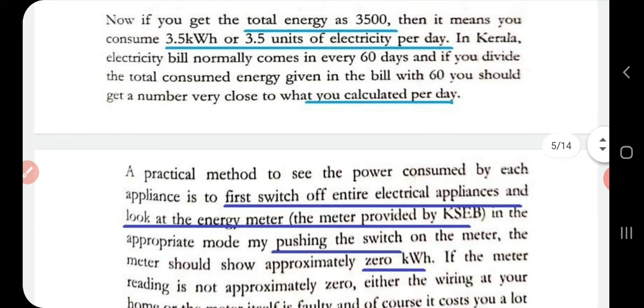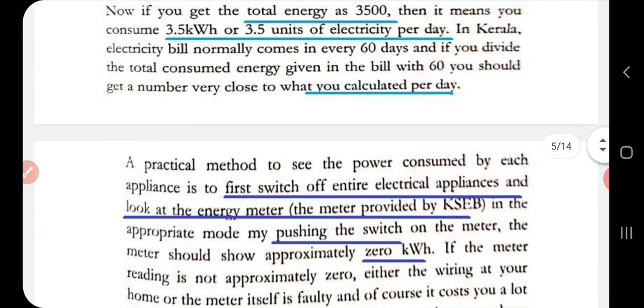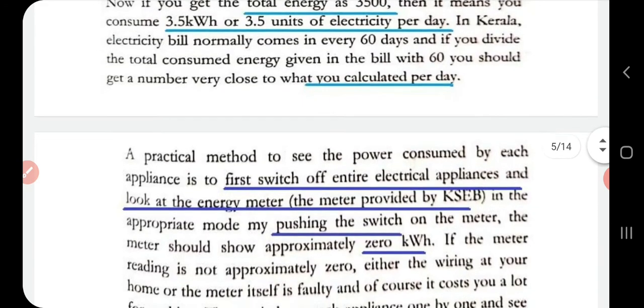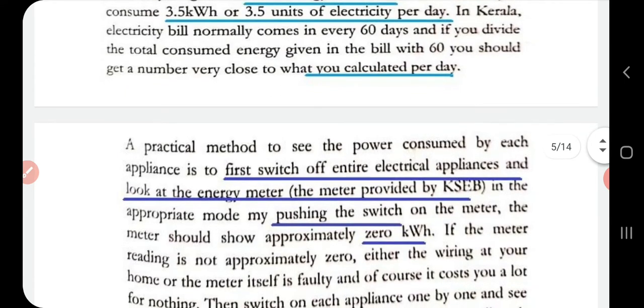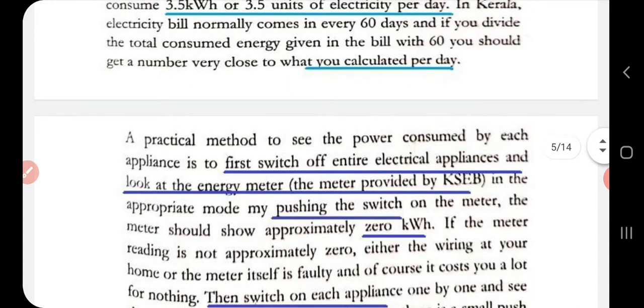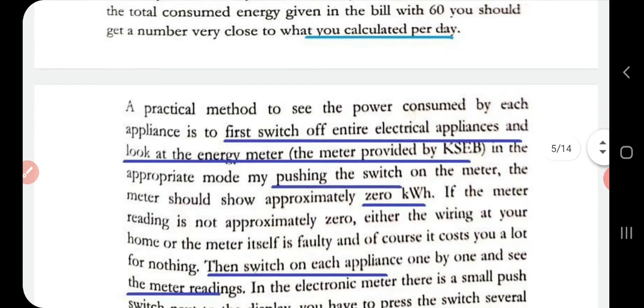In Kerala, the electricity bill normally comes every 60 days, and if you divide the total consumed energy given in the bill by 60, then you should get a number very close to what you calculated per day.